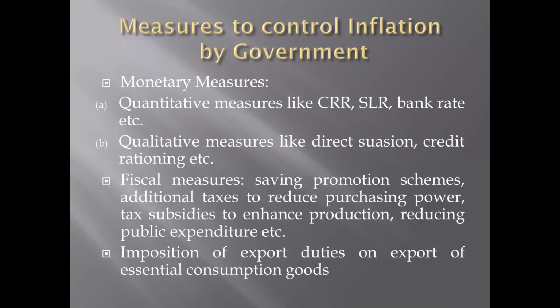Like in income tax, you see that there is around 1,50,000 rebate given if you invest in particular NSCs and other types of FDs, PPF. So these are some kind of saving promotion schemes, so that people may save some amount of their income and invest it. Then imposition of export duties on the export of essential consumption goods. If the people keep on exporting the consumption goods, then there will be a decrease in the supply in the domestic economy. And if the supply decreases, aggregate demand is the same, the price will rise. So therefore, in order to curb it, the government has imposed some export duties.